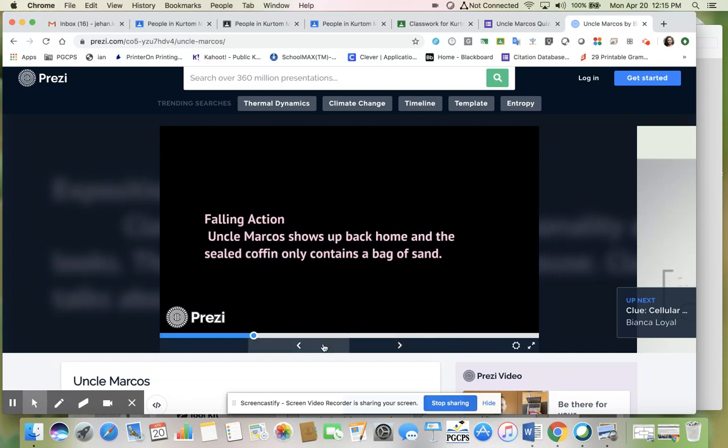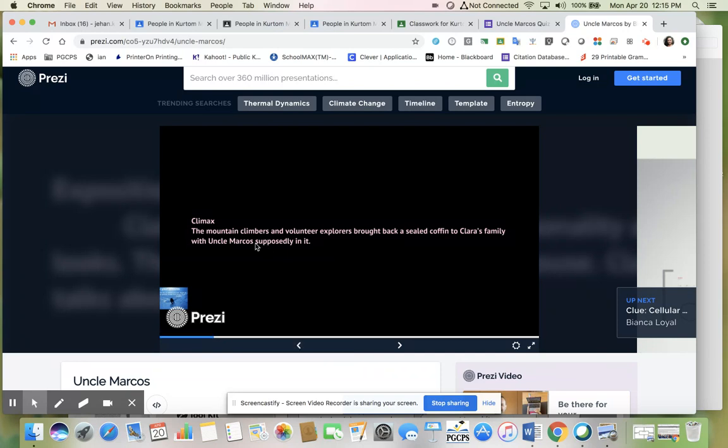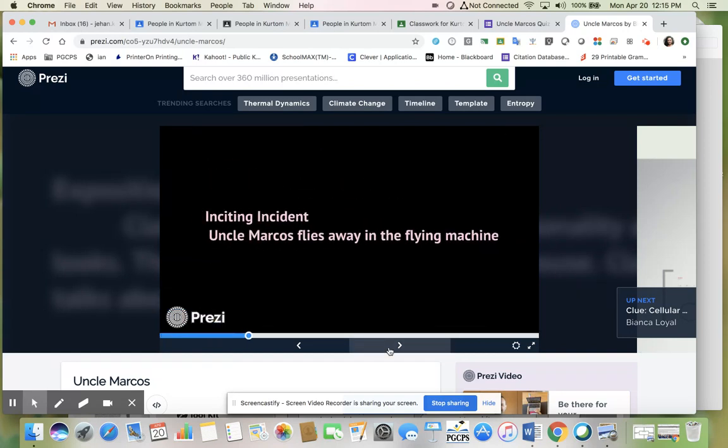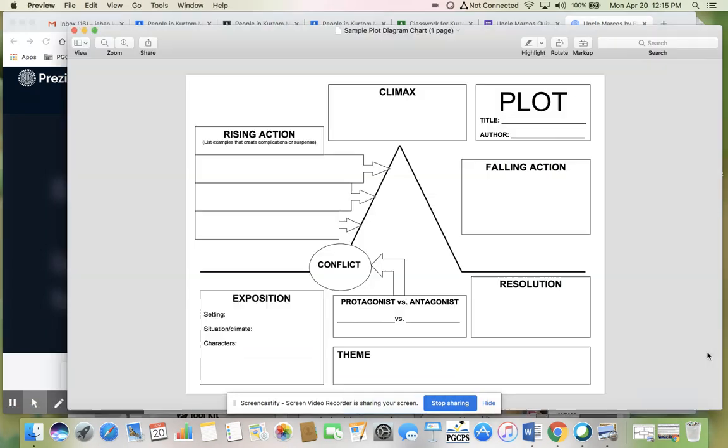We already talked about the climax. Again, the climax, we said, was that the mountain climbers and volunteer explorers brought back a sealed coffin to Clara's family with Uncle Marco supposedly in it. Okay? The falling action. Remember, for our chart, if you look, there's usually more in the rising action than there is in the falling action.